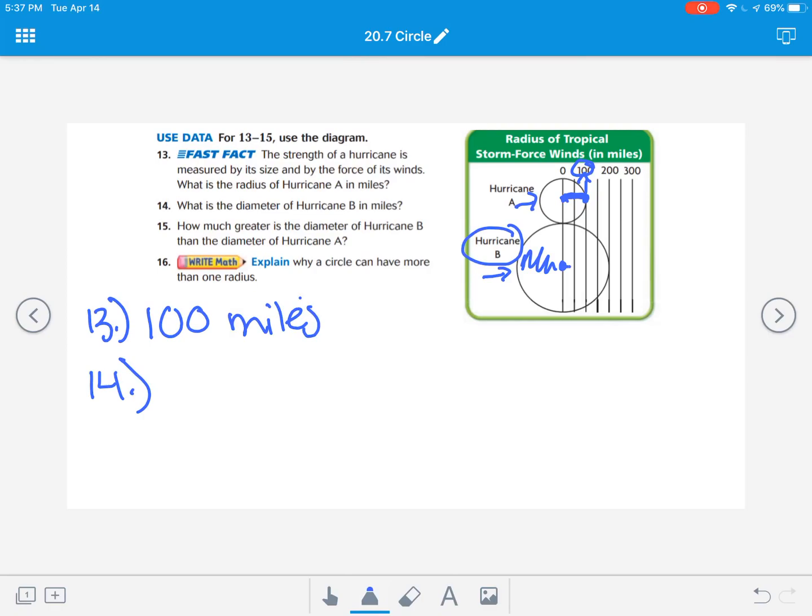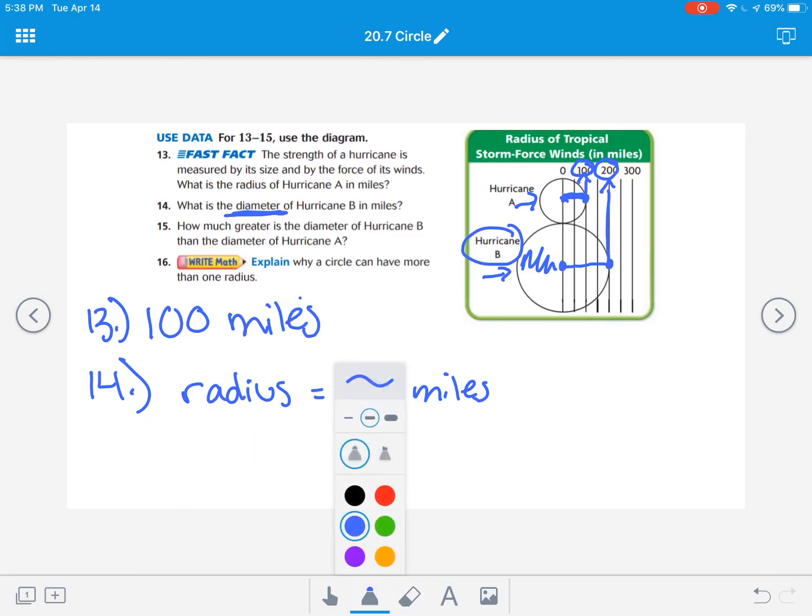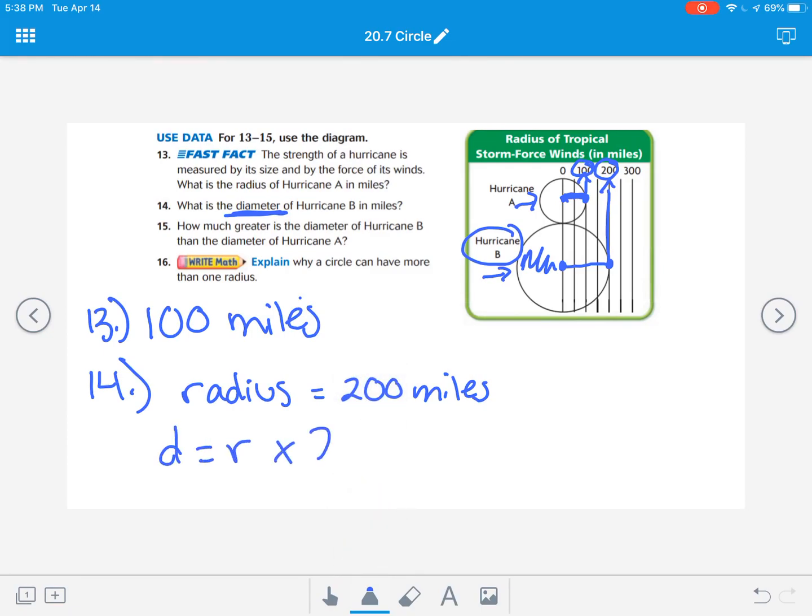So we're coming here all the way out to the edge of the circle. Let's follow this line up to see what it says. It says 200 miles. So we know that the radius is 200 miles, but it's not asking for the radius. It's asking for the diameter. So I told you at the beginning of the lesson, if you're trying to find the diameter, you're going to take whatever the radius is and multiply it times 2.